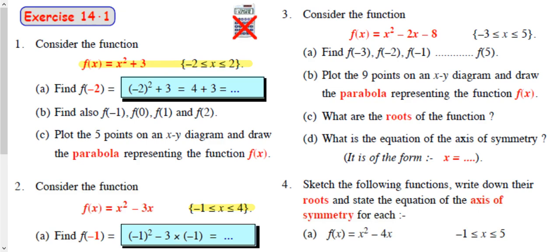Now, looking at the exercise in the book, if we look at this one over here, for example, instead of just sketching the function out, it also asks for these extra things, roots and the equation of the axis of symmetry, and that's what I'm going to concentrate on before going over to some of the answers to this exercise.